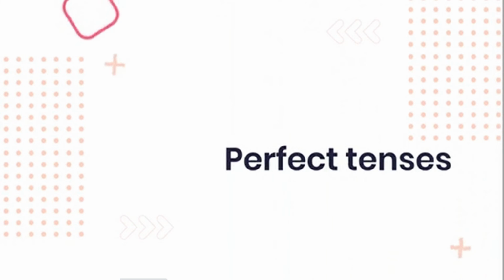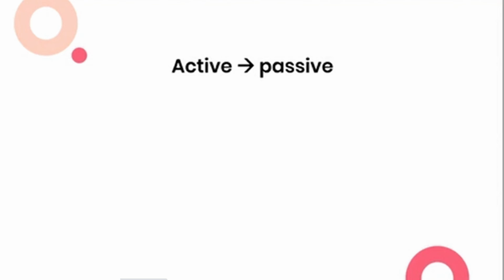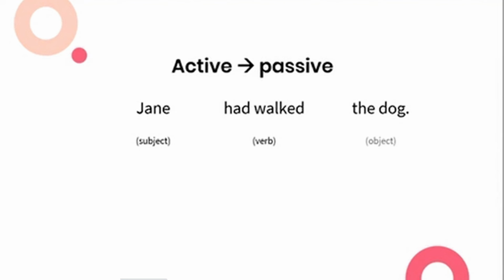Alright, now let's get into our perfect tenses. Let's start with past perfect tense. In the active form, we've got our subject Jane, our verb in past perfect tense had walked, and our object, the dog. Let's have a look at how the past perfect tense changes in passive form.